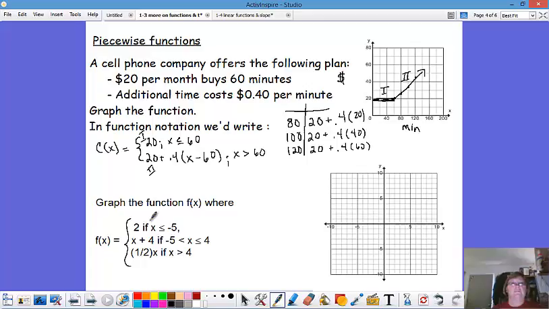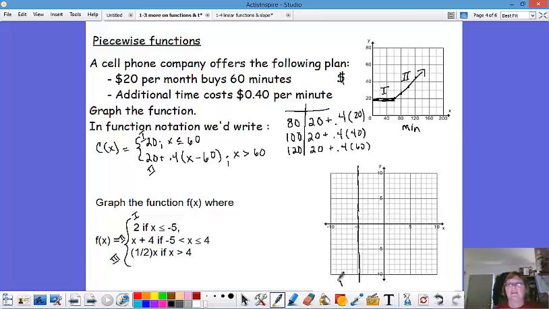Let's take a look at the next one here. We are supposed to graph this piecewise function. No story problem anymore, just a graph of it. It says that, oh, by the way, 3 pieces. So there's piece 1, the middle one, piece 2, third one, piece 3. Piece 1 happens when x is less than or equal to -5. And folks, that's anything that's to the left of that x equals -5 line.